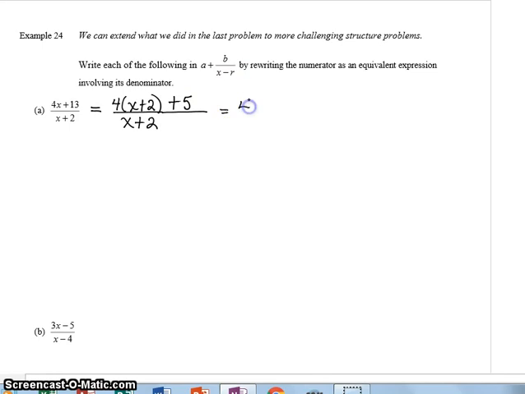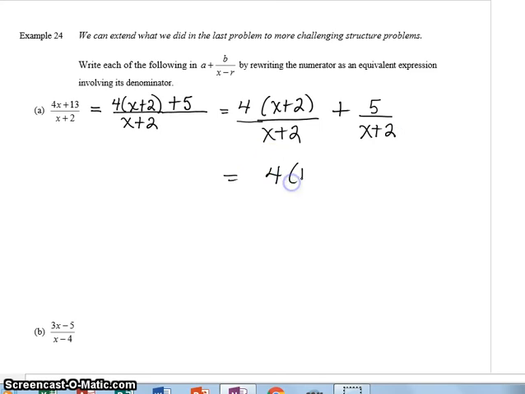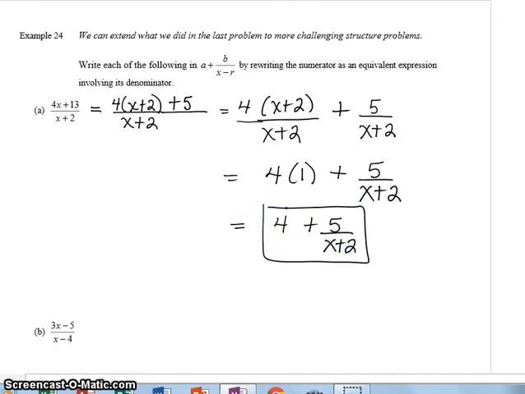Okay? So it becomes 4 times x plus 2 over your x plus 2. So there's my numerator. Plus this leftover 5 with an x plus 2. Okay? What does that mean? It's really 4 times 1 plus 5 over x plus 2. Last step, you clean this up. 4 times 1 is really 4, plus 5 over x plus 2. So there's my answer in A plus B over x minus r form.